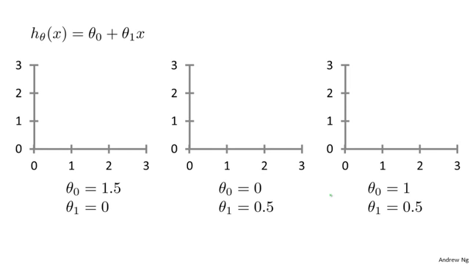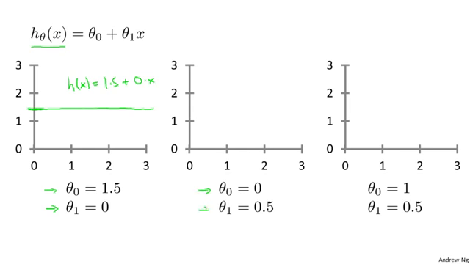With different choices of the parameters theta 0 and theta 1, we get different hypothesis functions. I know some of you will probably be already familiar with what I'm going to do on this slide, but just to review, here are a few examples. If theta 0 is 1.5 and theta 1 is 0, then the hypothesis function will look like this. Because your hypothesis function will be h of x equals 1.5 plus 0 times x, which is this constant value function that's just flat at 1.5.